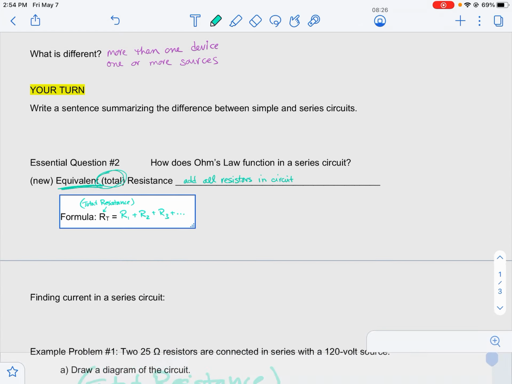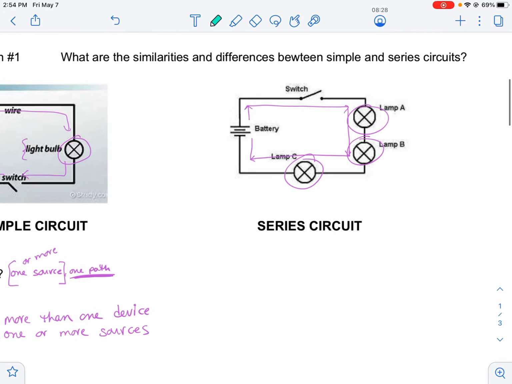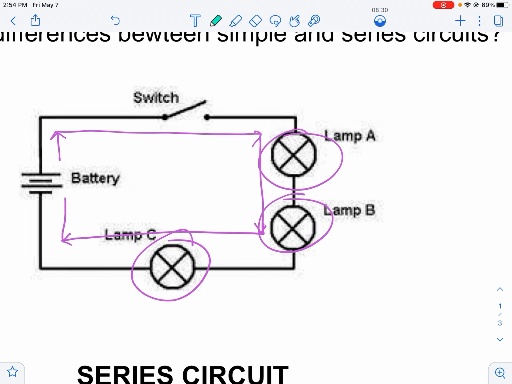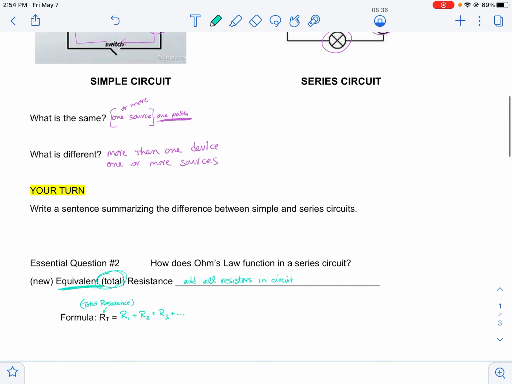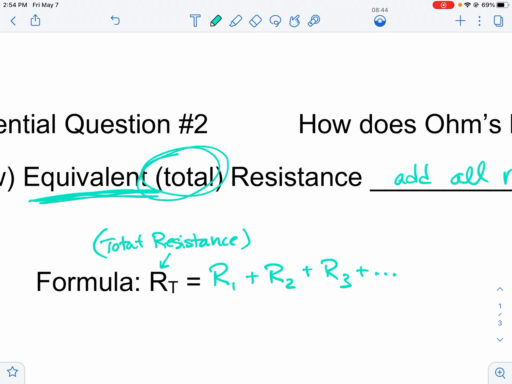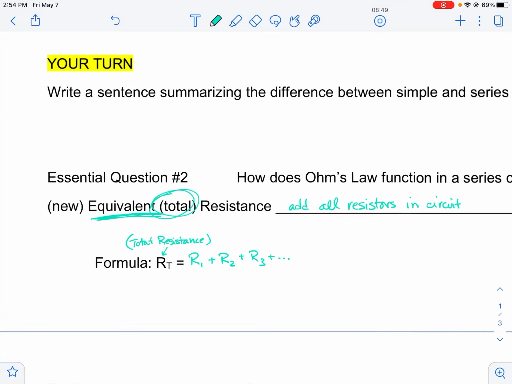So for my picture up here of my series circuit, there's A, B, and C, so I would have resistors A plus B plus C. But I could have, again, 100 resistors if it's a string of Christmas lights, or maybe I just have 2 resistors. So we have to kind of leave ourselves some room here. R1 plus R2 plus R3 plus, if there's any more resistors.